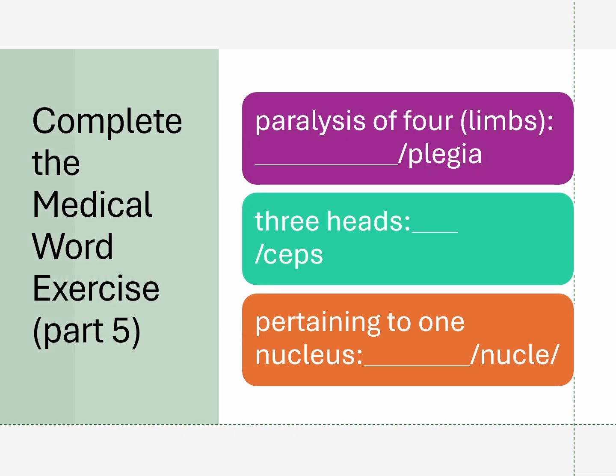Now let's look at some exercises with some of the suffixes or word roots given to you, and I need you to complete the words. Paralysis of four limbs is blank plegia. Three heads is blank ceps. And pertaining to one nucleus is blank nucle, and then there's another part at the end.